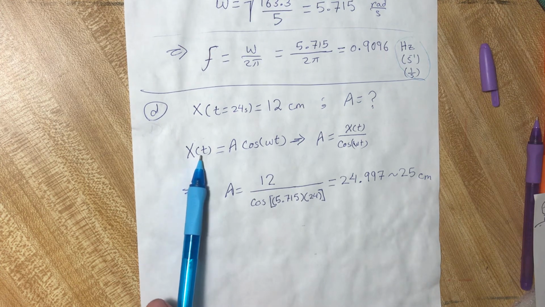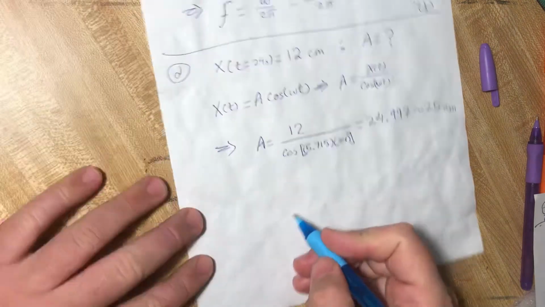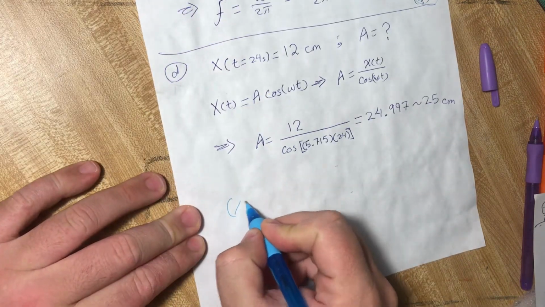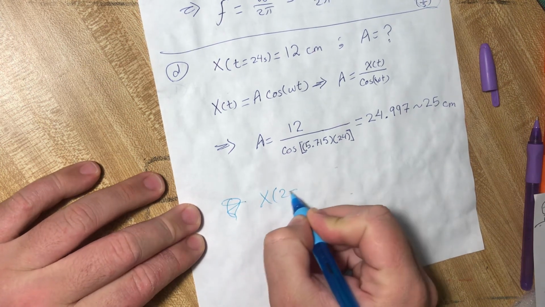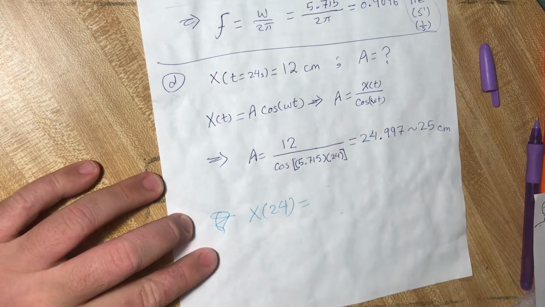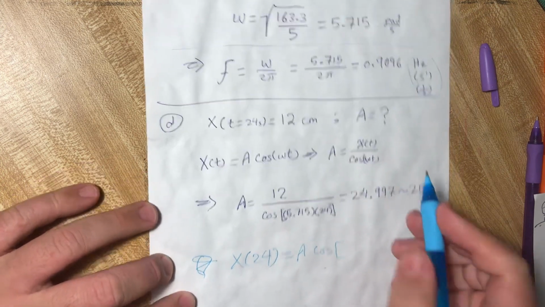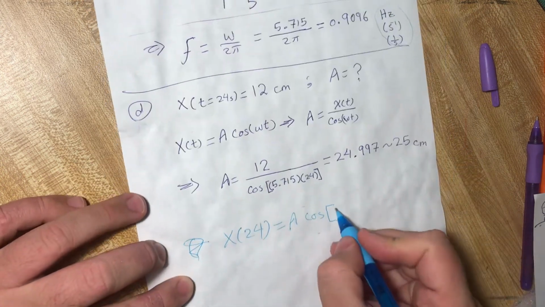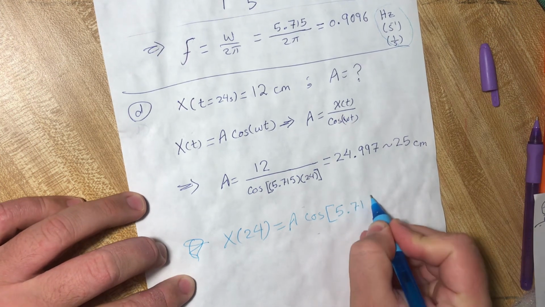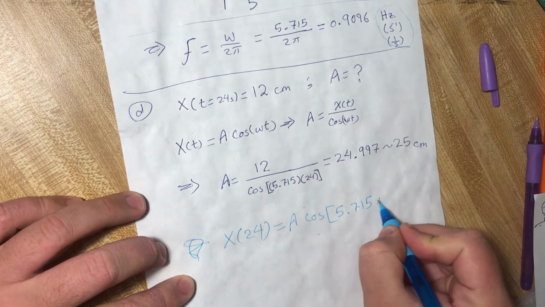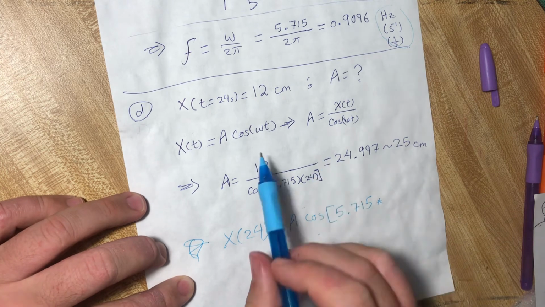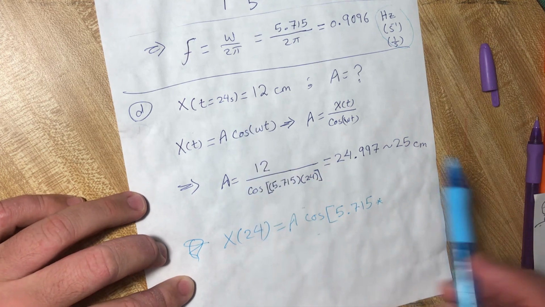We have x of t, it is a function. X of 24 is equal to A cosine omega t. Omega is known. How much is omega? Tell me how much omega is. 5.715, multiplied by the time, omega t, 24.